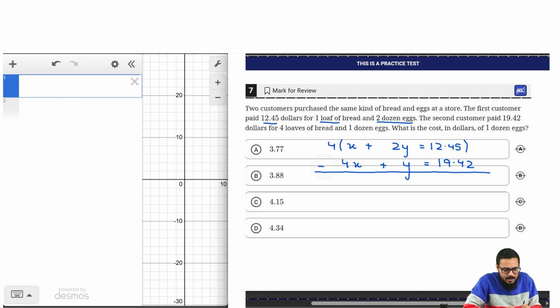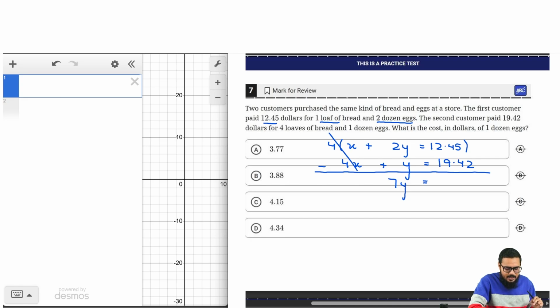So 4x minus 4x completely cancels out, and then you have 4 times 2y as 8y, and 8y minus y, that's actually 7y, right? And then you have 4 times 12.45, right? So you can just type 4 times 12.45 on your calculator as well.